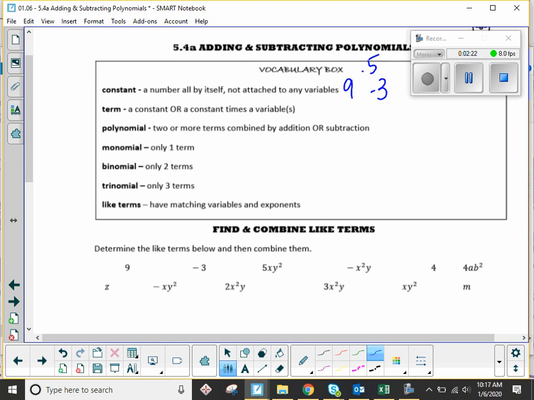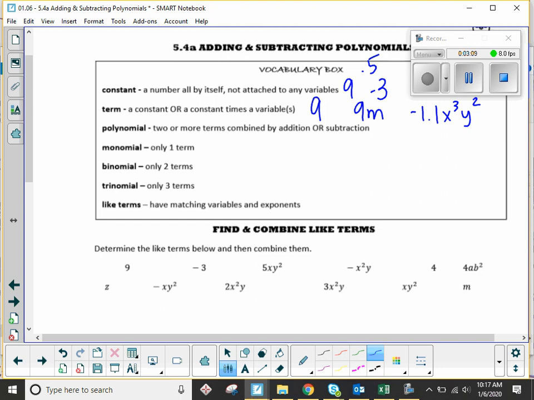A term is a constant or a constant times a variable, okay? So all of those are terms, like 9 is a term, but if you attach a variable to it, it's still a term, right? Like if you had 9m, or maybe you have -1.1 x cubed y squared, also a term, okay? Now, this is one term, this is one term, this is one. They're all separate from each other. And notice that there's no addition or subtraction inside there. Those are all multiplications. So as long as it's multiplication only, you can call it a term.